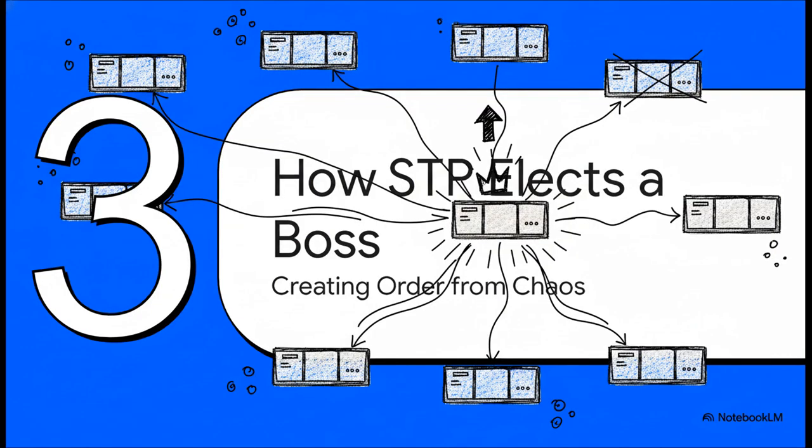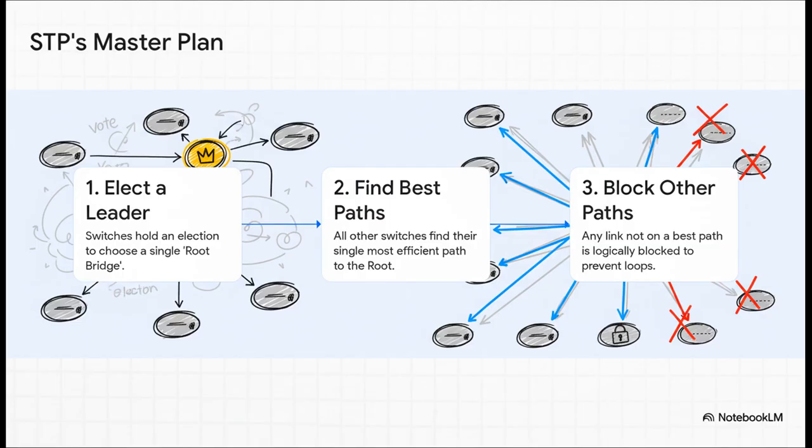Okay, this all sounds great in theory, but how do a bunch of separate machines actually coordinate all of this? I mean, they can't just have a meeting and chat about it. They need a system. An algorithm. Basically, they need to elect a boss. STP's master plan is actually pretty straightforward. It's got 3 steps. First, all the switches hold an election to pick one root bridge that's going to act as the main reference point for the whole network.